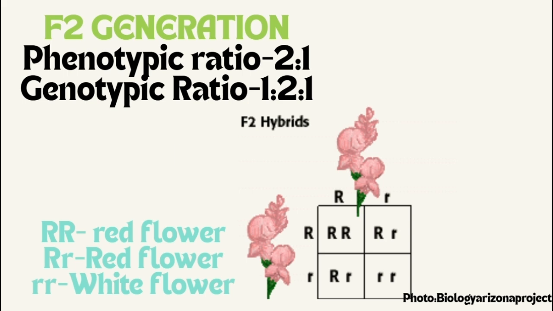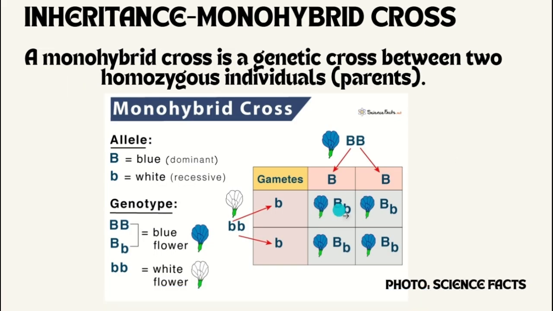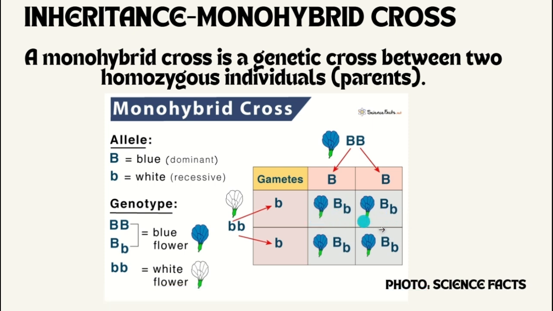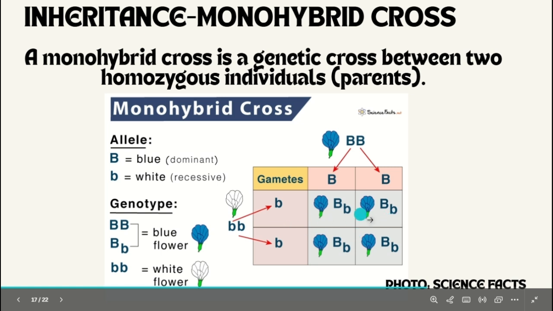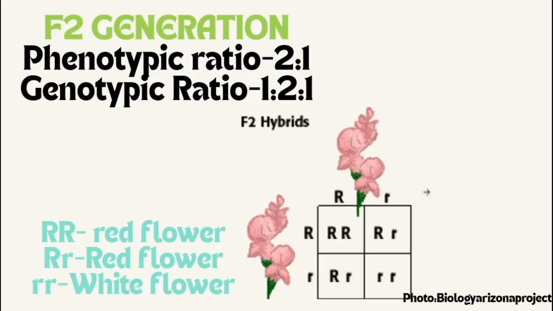Where things get more differentiated with monohybrid crosses is when we go down to the F2 generation, which is the second generation. Now we're using a different example. We have two heterozygous individuals, because they have two different alleles. Usually at the end of the F1 generation, you're going to get heterozygous.